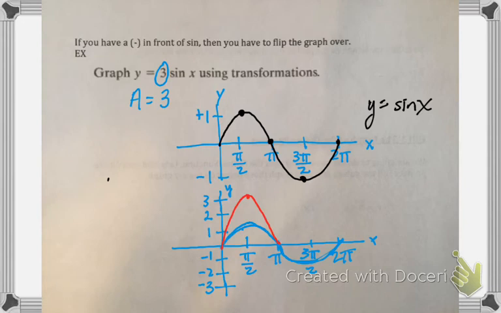Anyways, now let's deal with the amplitude. So once again, what were you doing? Multiplying everything by 3. So I'll start at pi. 0 times 3 is 0. All right, I have -1 here. -1 times 3 gives me -3. And then 0 times 3 is 0. So the red graph shows y equals 3 sine of x. So that is what you want.